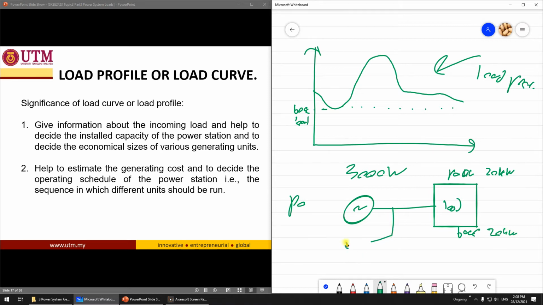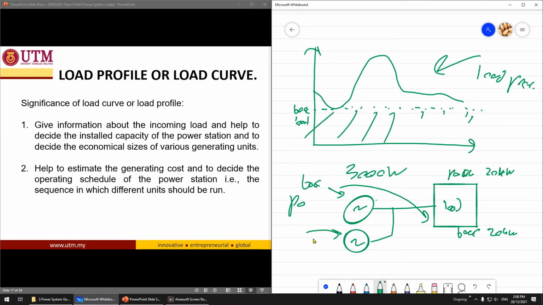Maybe you have two power supplies here, two generations. One is for the base. This one is usually very hard to turn off. For example, nuclear, you cannot easily turn off nuclear. So this one becomes the base supply because it can supply, always on. This one is always on.